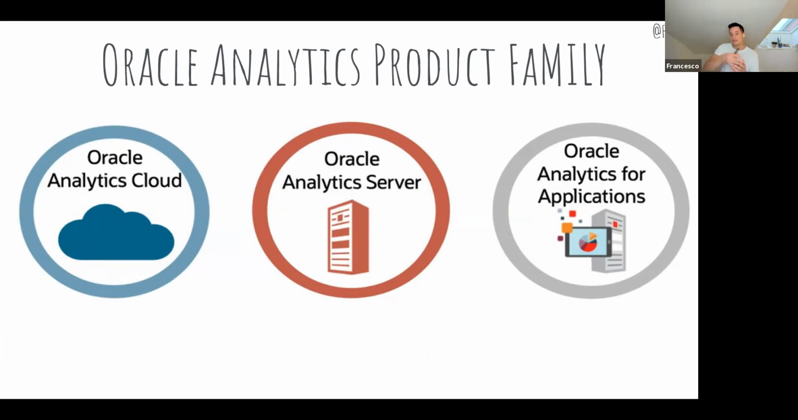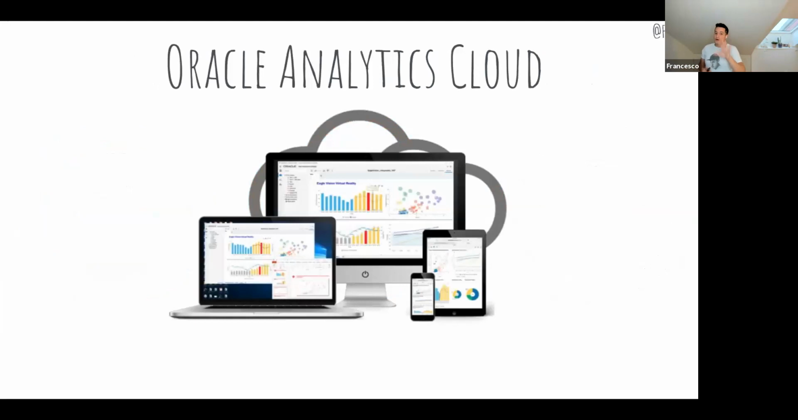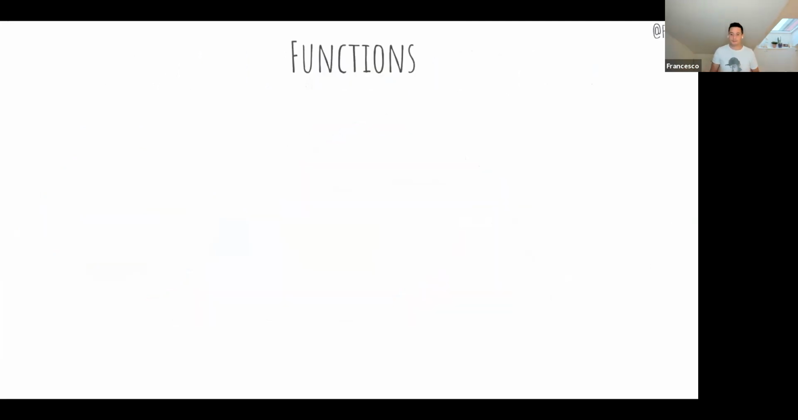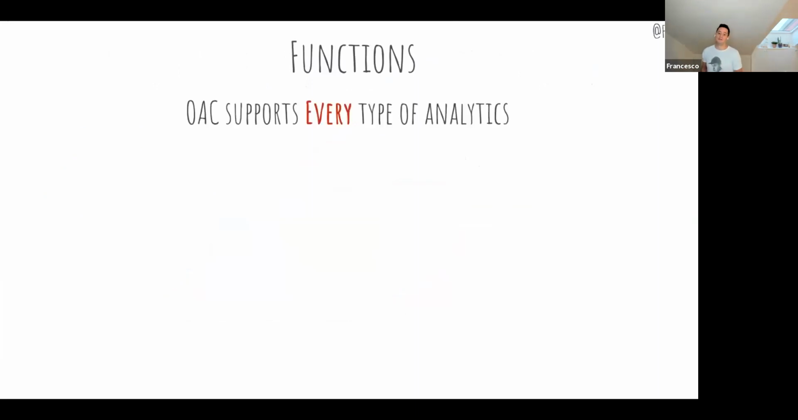So let's see Oracle Analytics Cloud and Oracle Analytics Server. They are really similar. They are empty analytical boxes, empty analytical platforms. So let's have a deep look at that. Oracle Analytics Cloud is the only analytical platform in the market which solves a problem in the analytical space, a problem about functions. OAC supports every kind of analytical function. When I say every kind, it's because there are two main kinds.